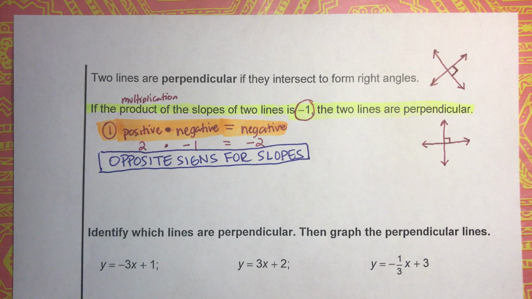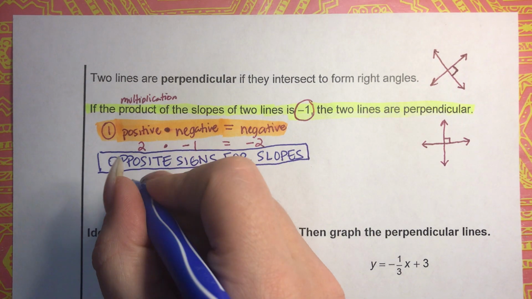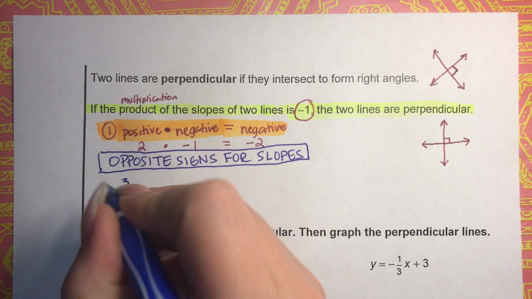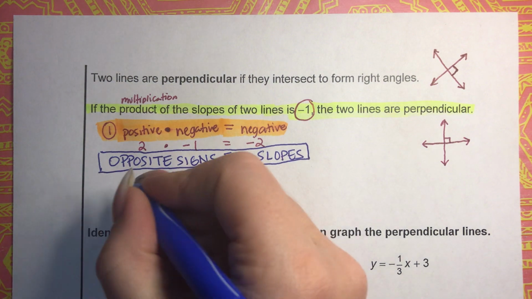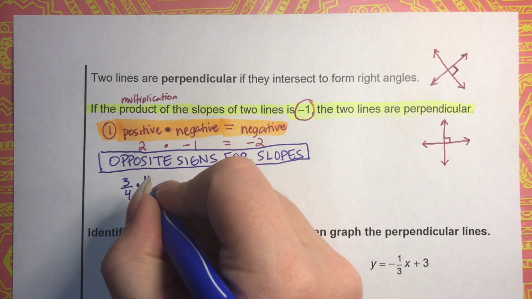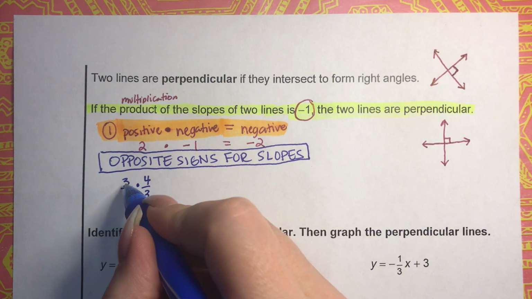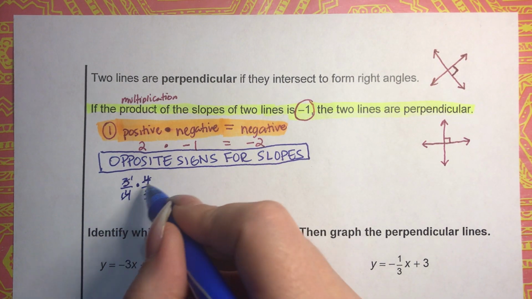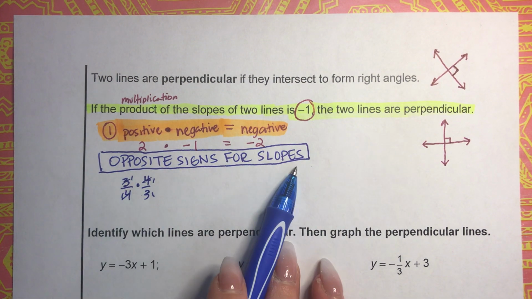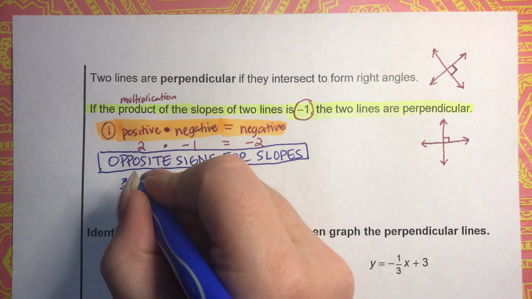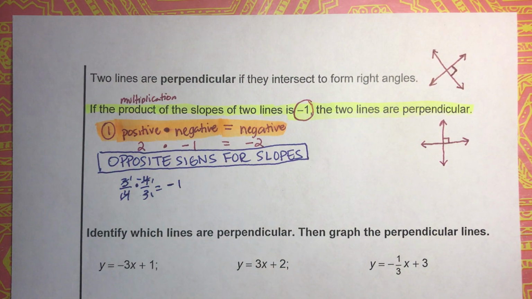And then what else? That's how we get the negative, but how do we get 1? Well, obviously 1 times 1 equals 1. But what if we had something like 3/4? How do we make that into 1? What happens if we multiply by the reciprocal, 4/3? These would all cancel out and be 1. So that's how we get 1. We'd have to have opposite signs, so one would be positive and the other negative, and then we'd end up with that -1.